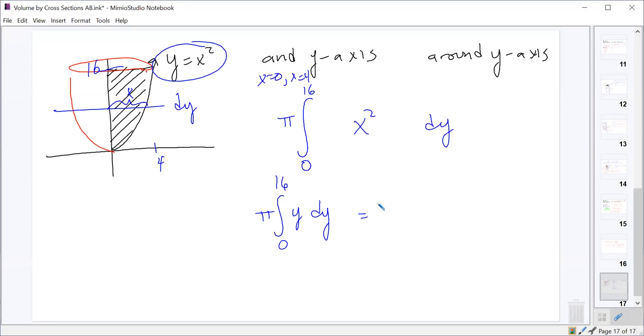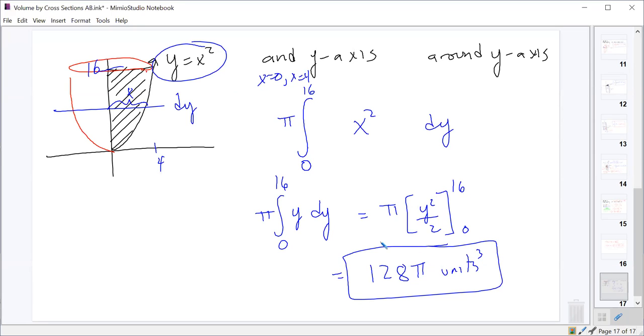which ought to be pi times y squared over 2 from 0 to 16, which should be easy enough. The 0 is 0, and the 16 squared is 256 over 2 is 128 pi units cubed. Good or no?